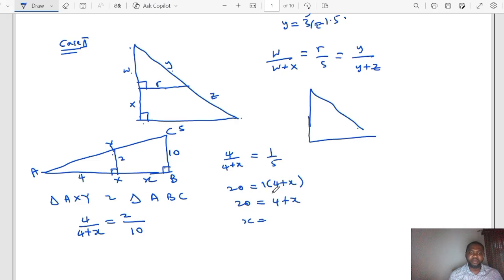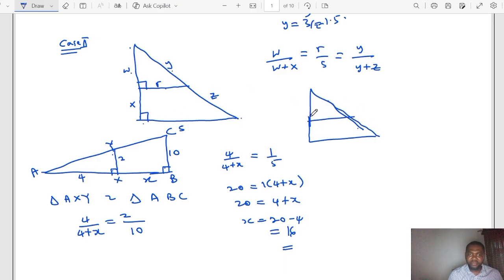X now is going to be 20 minus 4, which is equal to 16. So the value of X is 16. It is as easy as A, B, C, right? Okay, let me use this to draw another example.